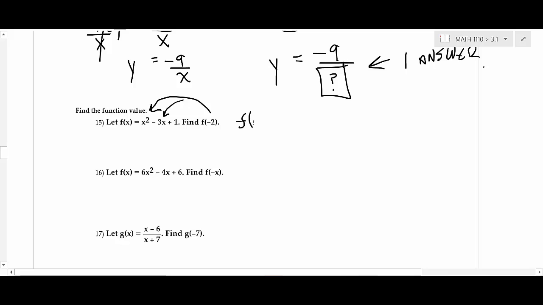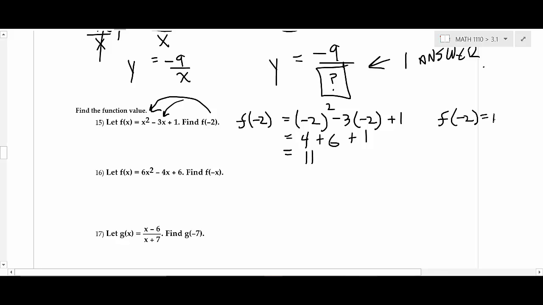So basically, f of negative 2 would just be equal to negative 2 squared minus 3 times negative 2 plus 1. Okay, so that's going to be 4 plus 6 plus 1. So that's equal to 11. Okay, so what we get is f of negative 2 equals 11. And what that means is that the point negative 2, 11 is on the graph. That's the meaning of that. So when you're dealing with functions, I'm giving you an x value, and you're finding the y value. That's it. Okay?